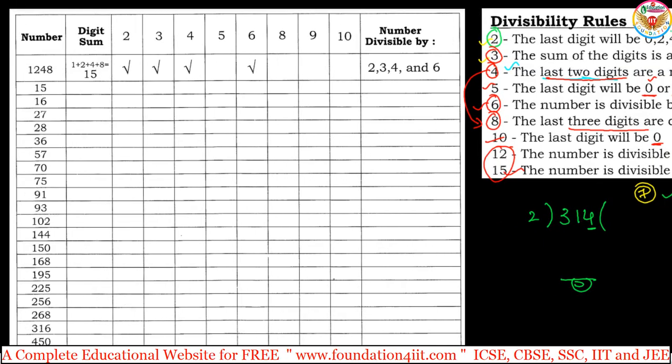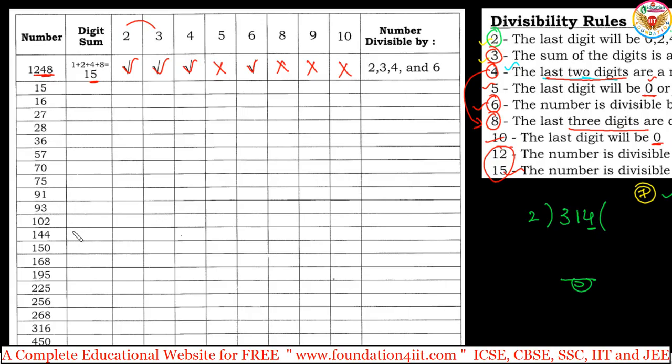Using these rules, we can fill this table like this. Let me give a few examples. 1248. Digit sum: 1 plus 2 plus 4 plus 8 is 15. 15 is in the 3 table, so divisible by 3. The last digit is 8, an even number, so divisible by 2. The last 2 digits, 48, are in the 4 table, so divisible by 4. The last digit is not 0 or 5, so not divisible by 5. If 2 and 3 are both satisfied, 6 is also yes. For the last 3 digits, 248 is not in the 8 table, so no. For 9, the sum is 15, but 15 is not in the 9 table, so not 9. The last digit is not 0, so not 10.